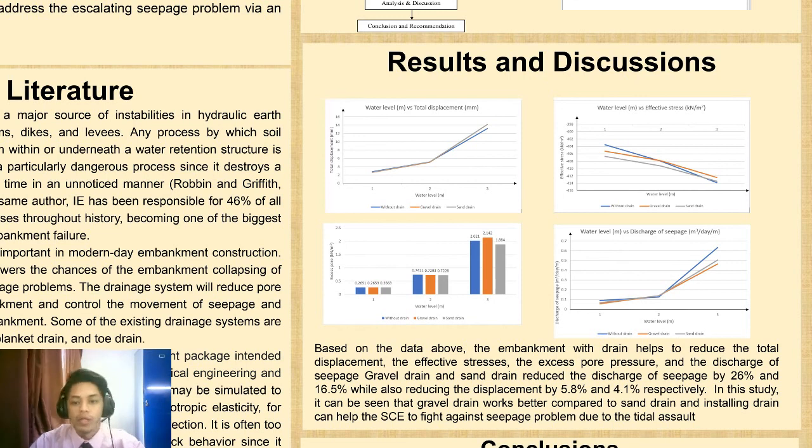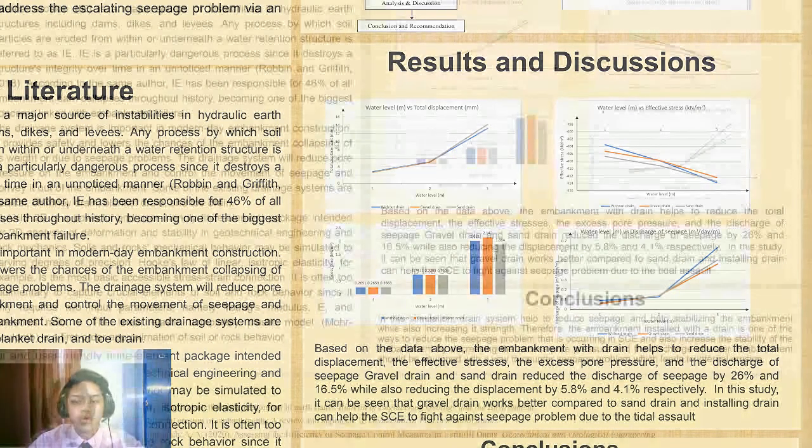Gravel and sand drains reduced the discharge of seepage by 26% and 16.5%, while also reducing the displacement by 5.8% and 4.1% respectively. In this study, it can be seen that gravel drain works better compared to sand drain, and a drain can help the Senggarang Coastal Embankment to fight against seepage problems due to tidal assault.